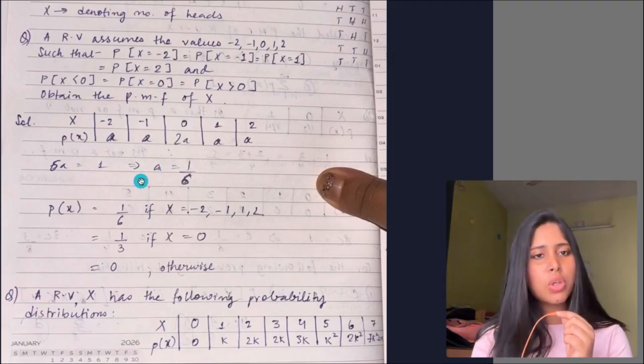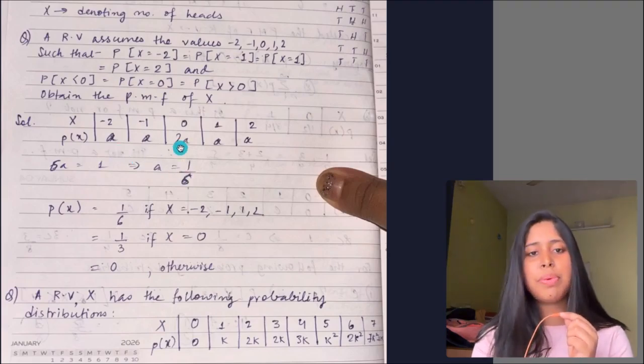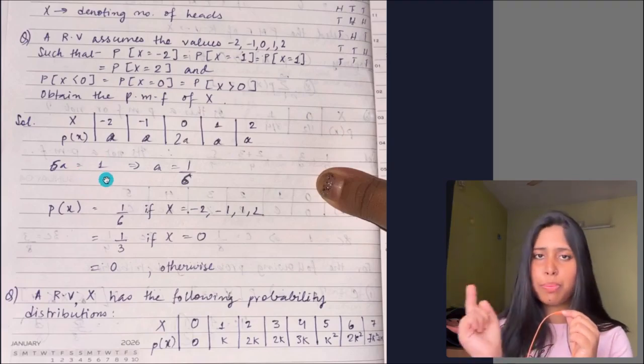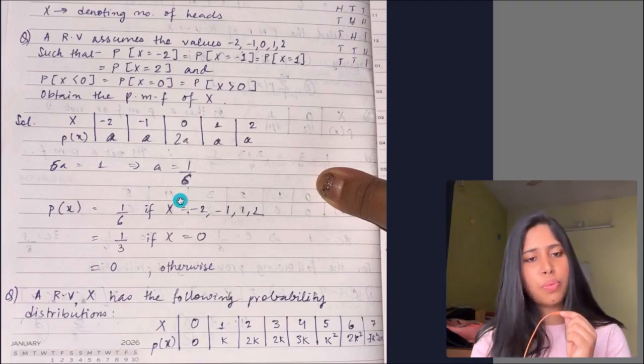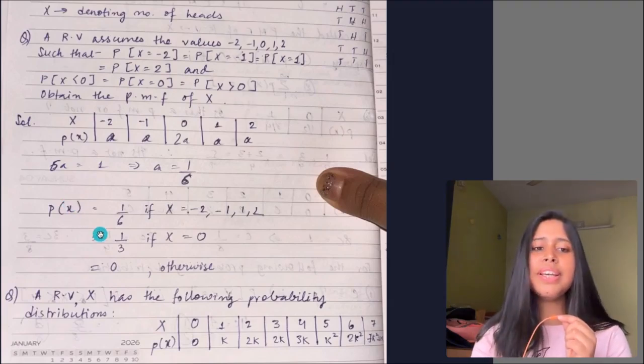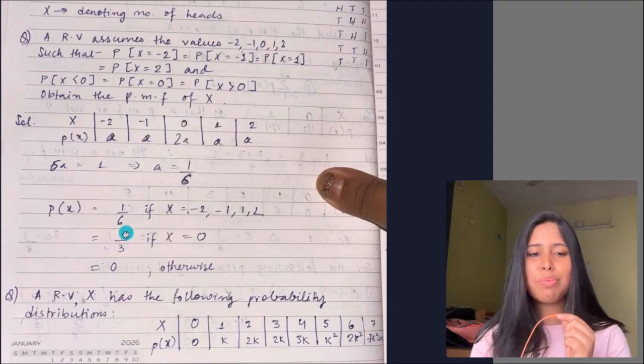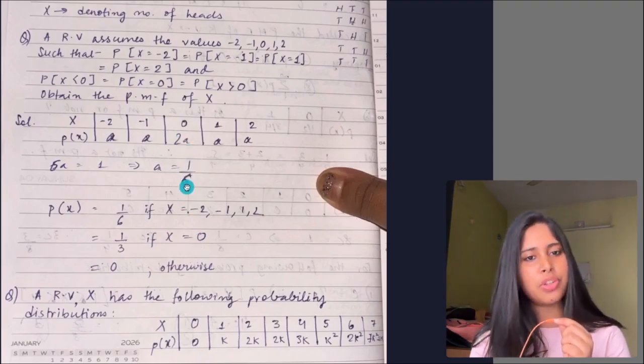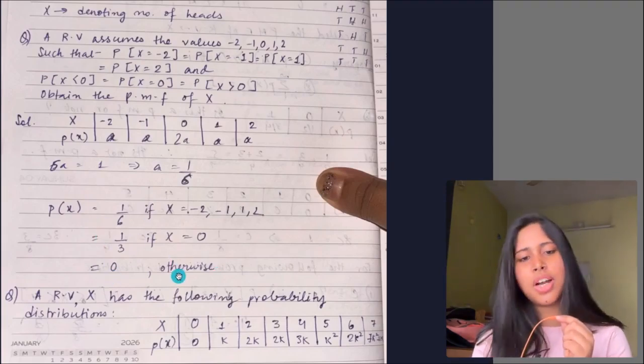Then what will be the value of a here? a is equal to 1 by 6. Why? a plus 2a plus a plus a is 6a. 6a is equal to 1 from property number 2. So a is equal to 1 by 6. Then p(x) equals 1 by 6 if x equals -2, -1, 1 and 2, and 1 by 3. How did I get it? For x equals 0, which is 2a. So 2a is equal to 2 by 6, which is 1 by 3. So 1 by 3 if x equals 0, and 0 otherwise.